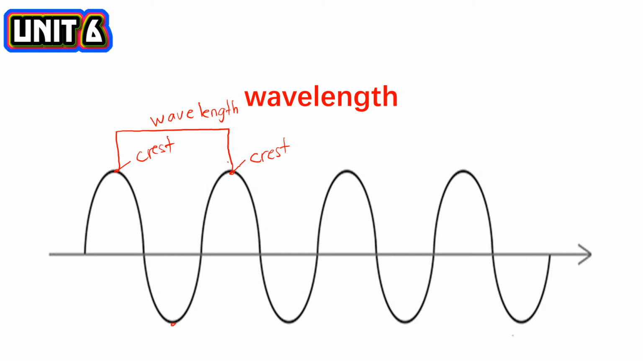Also, as I've told you, the distance from trough, this one is a trough, right? And this one here is your trough. The distance between two troughs is also called your wavelength.